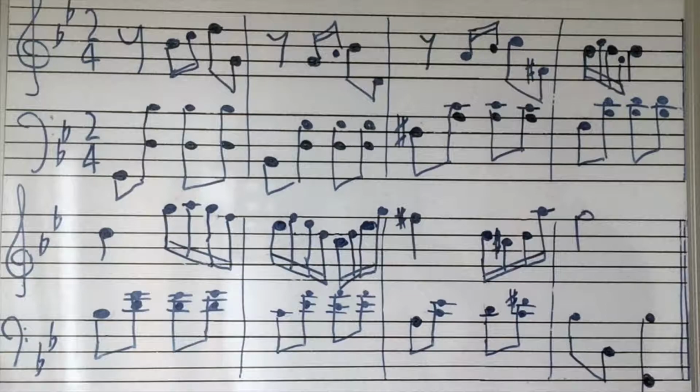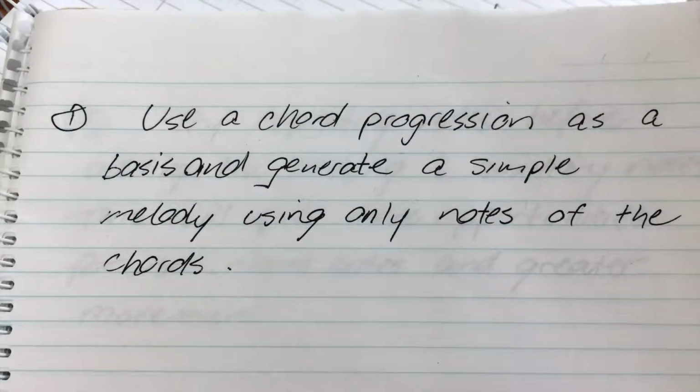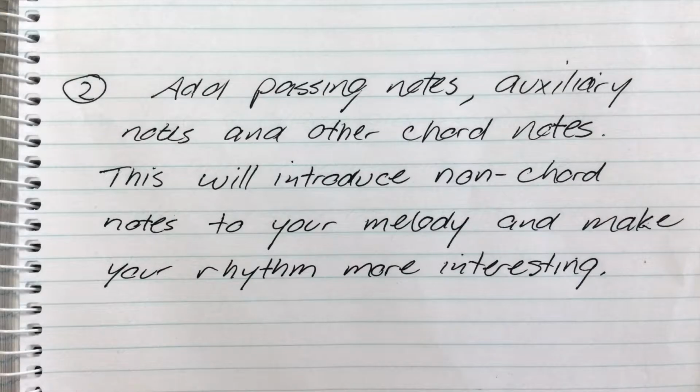It takes practice to master these techniques. The more melodies you create, the more skillful you will become. So to recap, number 1, use a chord progression as a basis and generate a simple, if not boring, melody using only notes of the chords. Number 2, add passing notes, auxiliary notes, and other chord notes. This will introduce non-chord notes to your melody and it will make your rhythm more interesting.